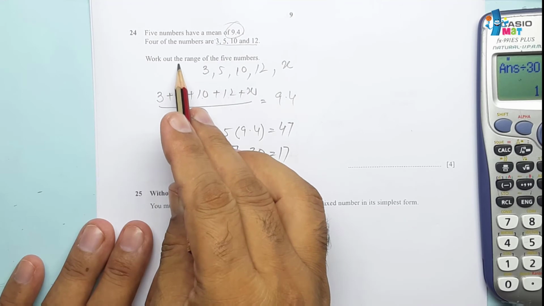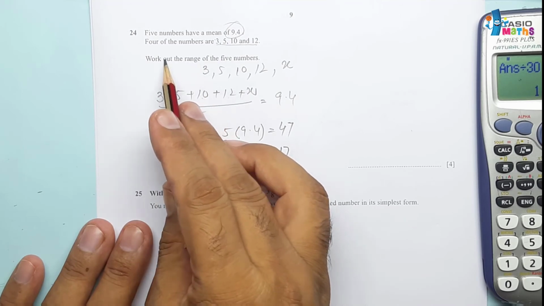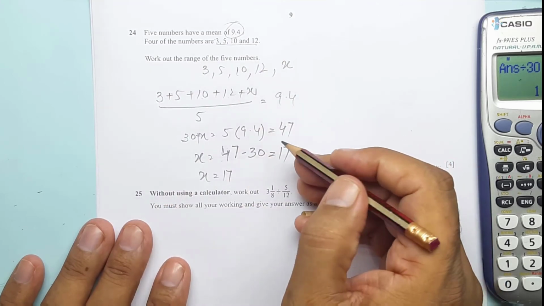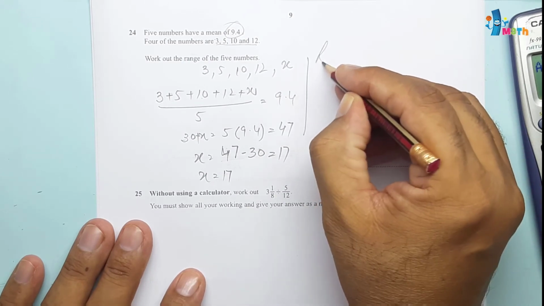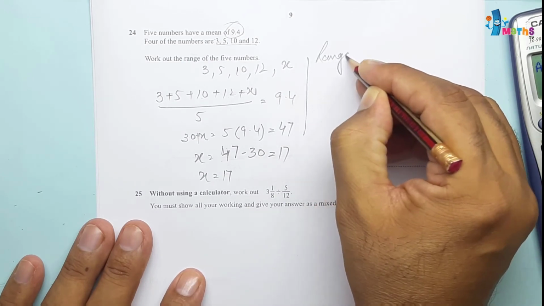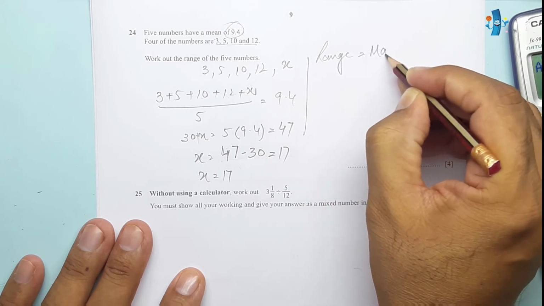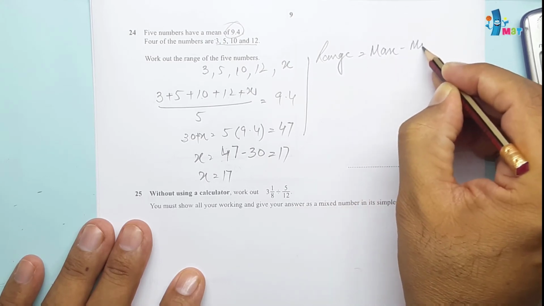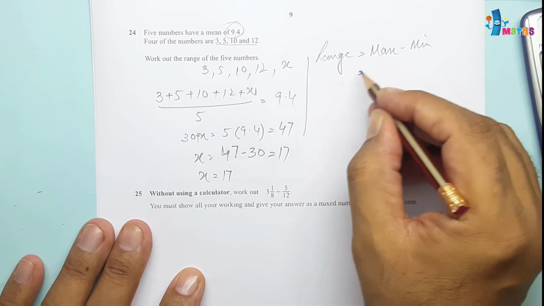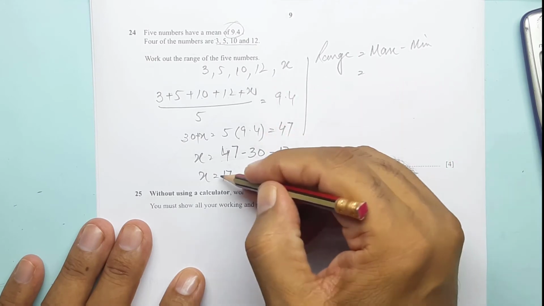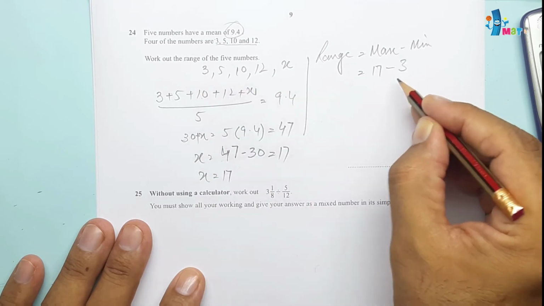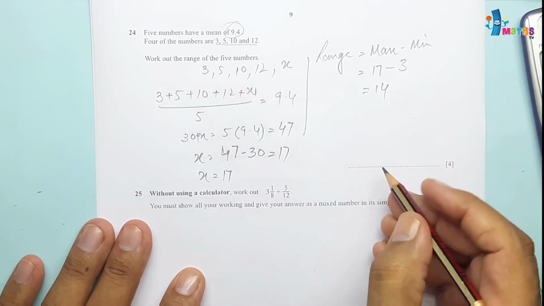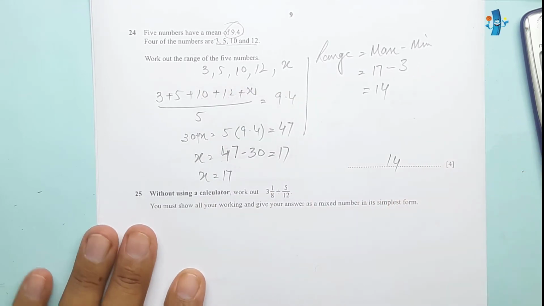But we have to give the answer for the range. Work out the range of the 5 numbers. Range we know is maximum minus minimum. So maximum is 17, which we found, minus the minimum is 3, so 17 minus 3 will be 14. So our answer will be 14.